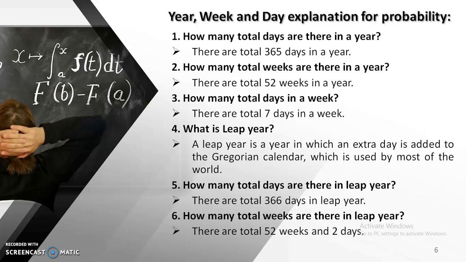Fourth question, what is a leap year? A leap year is a year in which an extra day is added to the Gregorian calendar, which is used by most of the world. Now fifth question, how many total days are there in a leap year? There are total 366 days in a leap year. And sixth question, how many total weeks are there in a leap year? There are total 52 weeks and 2 extra days, right? If you have any question about it, you can ask me in the comment section. Now go to the next.